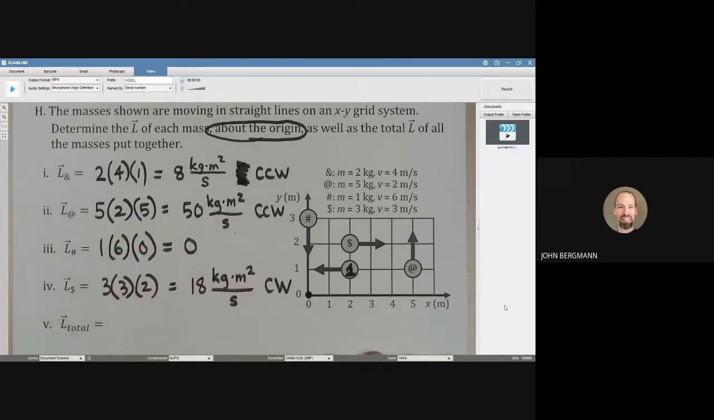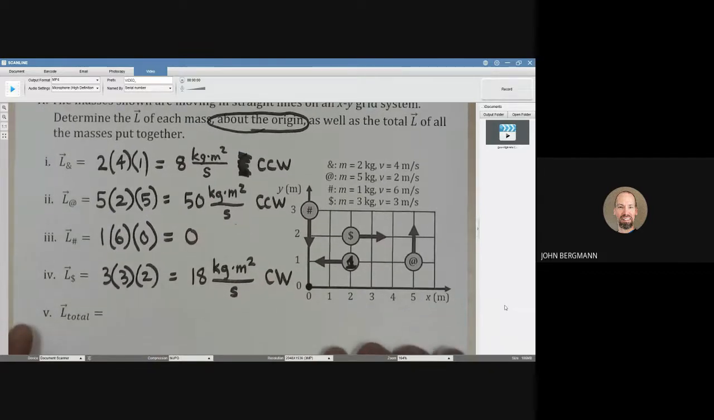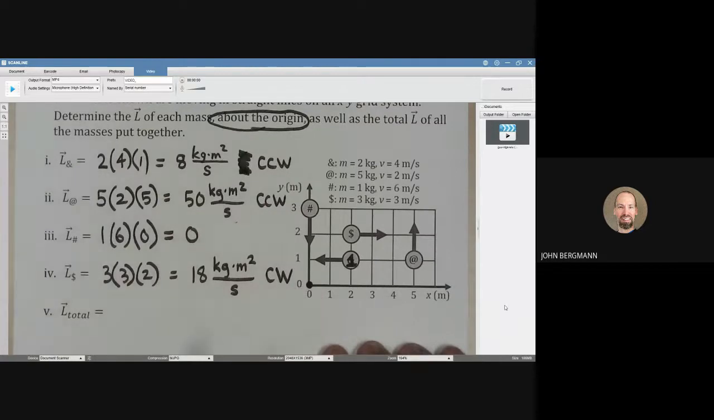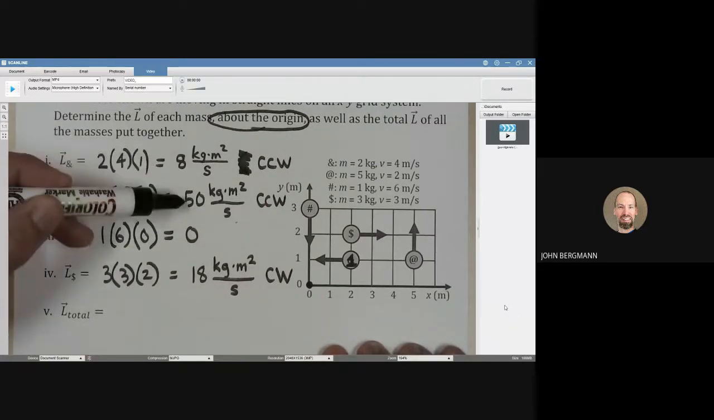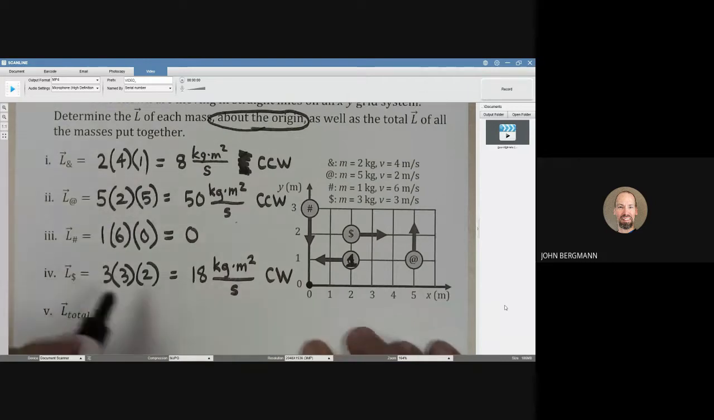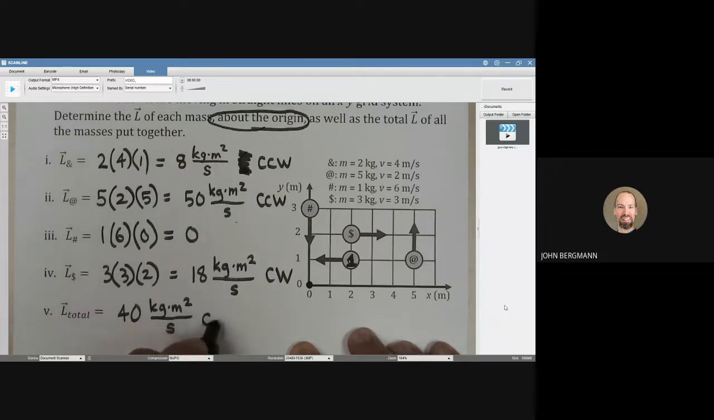If we consider the angular momentum of all of these, if these 4 constitute the system, the angular momentum of the system about the origin is then just the sum of all these. So that's 58 in one direction and 18 in the other direction. So that means 40 in the counterclockwise direction. Counterclockwise wins.